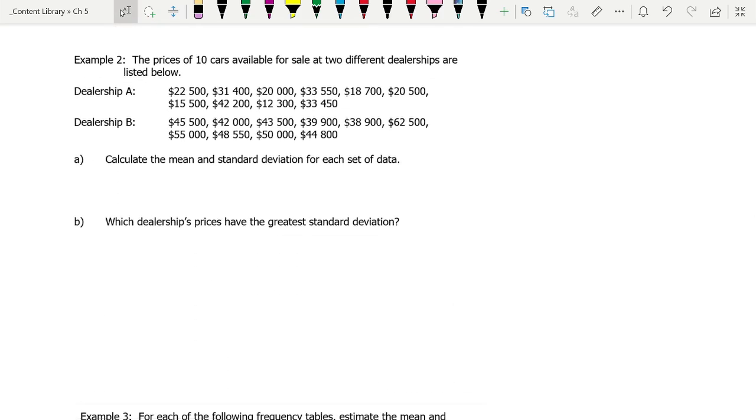So let's do an example. The prices of 10 cars available for sale at 2 different dealerships are listed below. There's dealership A, there's dealership B, and we want the mean and standard deviation for each set. Okay, so I'll pause the video while people enter it in. I kind of did this ahead of time.